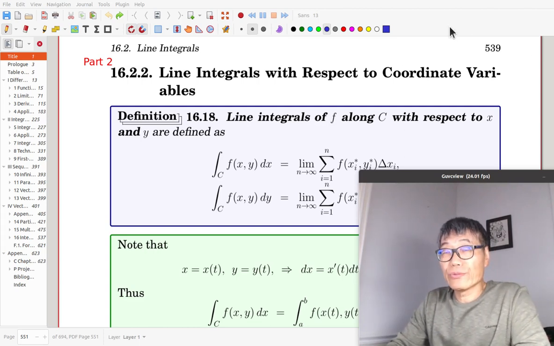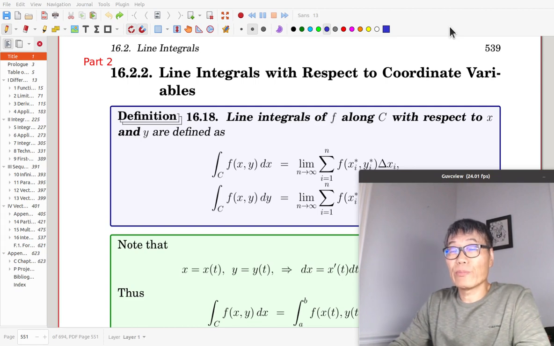This is part 2 of section 16.2. In the first part, we introduced the line integrals with the arc length segment ds. Here we'll study line integrals with respect to coordinate variables x and y. Let's see the definition.